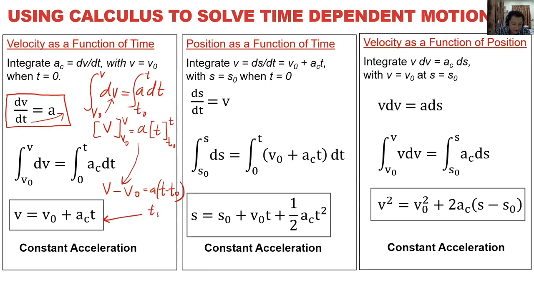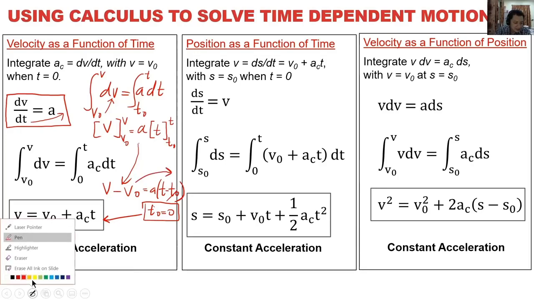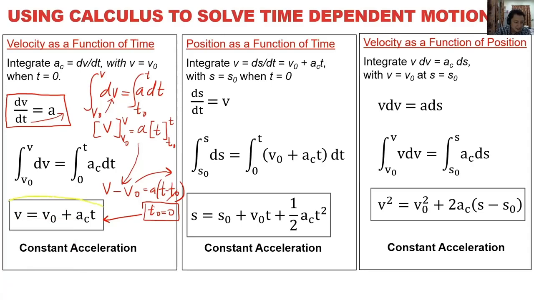If your t naught is equal to 0, which almost all the time it is, then this one is gone. You bring this one over there and you get this equation. Among the equations, the important one is this one. This one works if you have a constant acceleration, for constant acceleration.